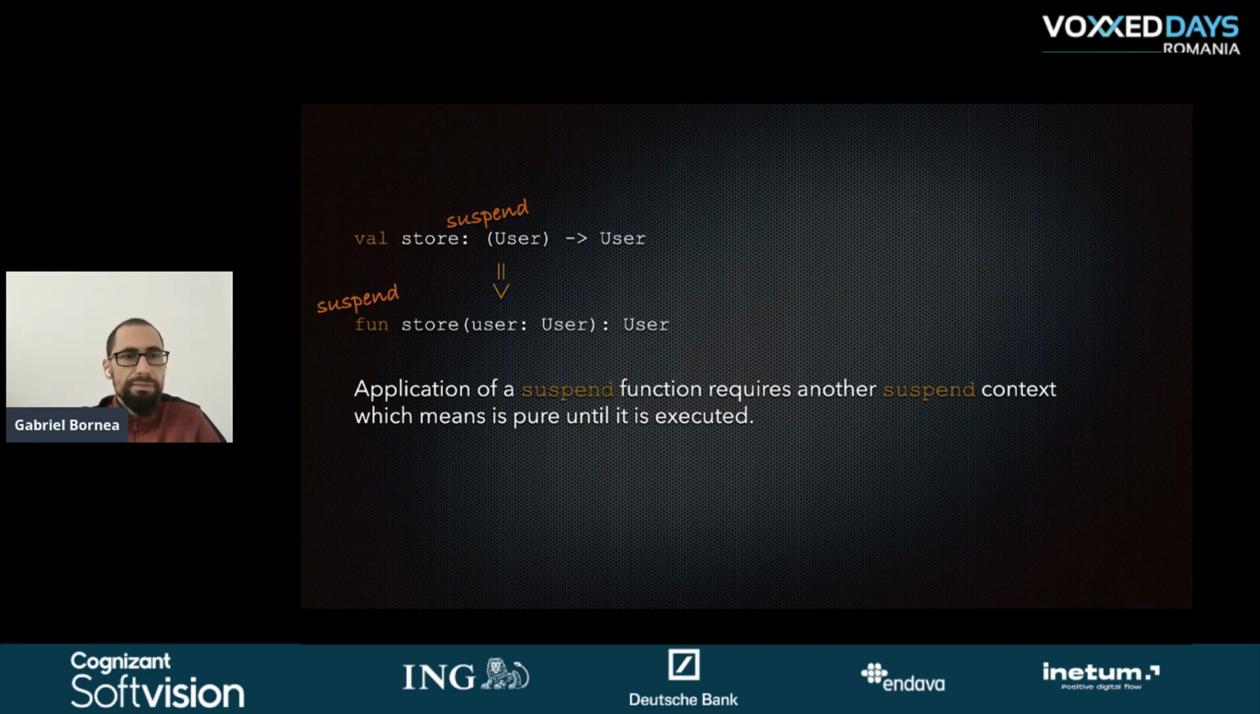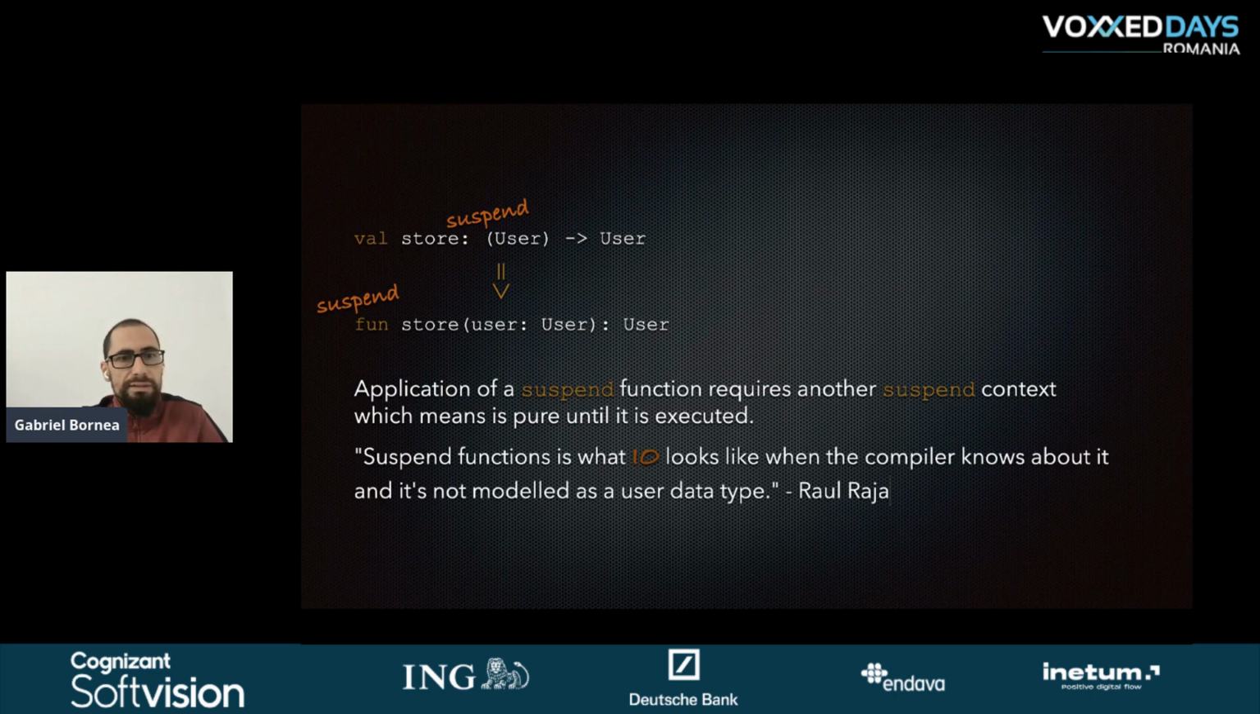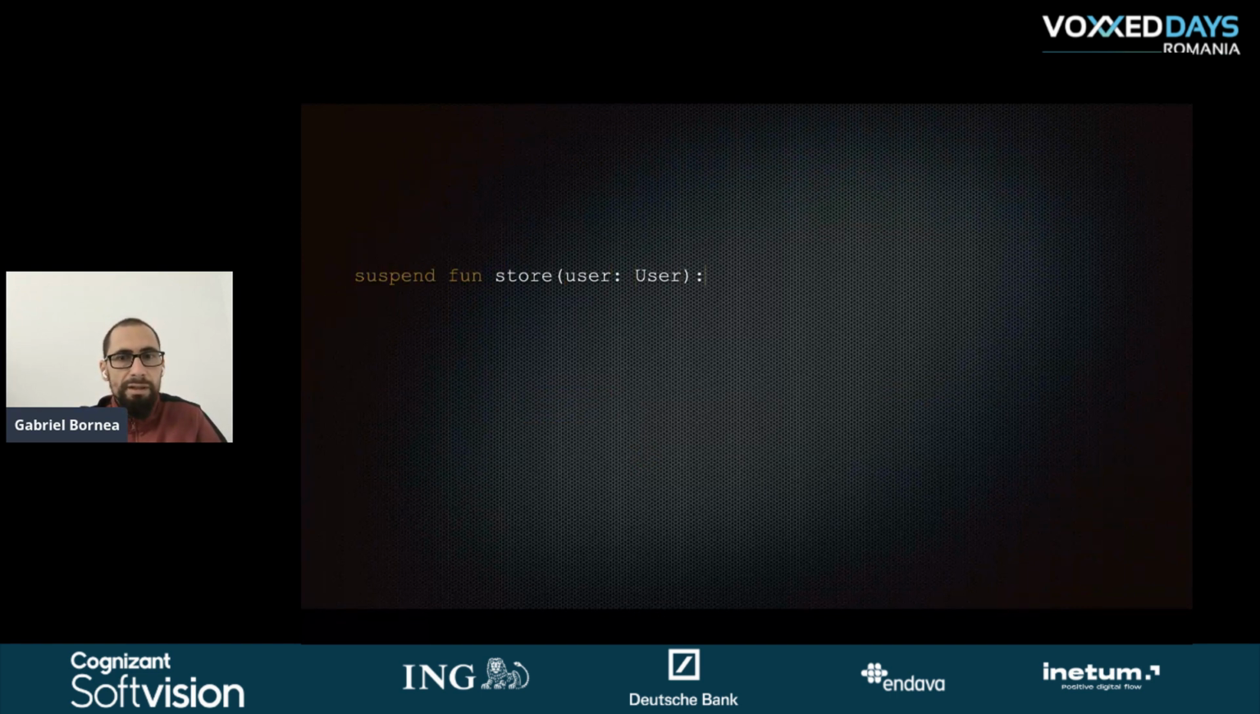And this is basically pretty similar to the IO, because it is what the IO looks like when the compiler knows about it. And another good thing about this approach, and what I like most about Kotlin, is that you cannot even compile a suspend function unless you are executing it from a suspend context. So let's take our function with the suspend keyword. Now we know that this function is pure, because I know that it requires some suspend context in order for the code to compile and to run.